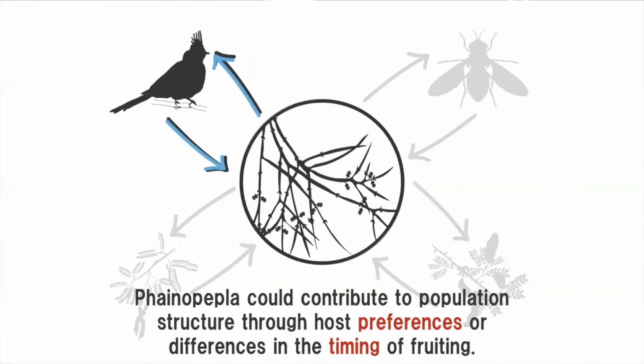So the Phainopepla could contribute to population structure through host preferences if the Phainopepla prefer to visit mistletoes on hosts of one species versus another. That could lead to reduced gene flow. Or if mistletoes on different hosts are fruiting at different times, then Phainopepla would be visiting different hosts at different times and therefore depositing seeds on different hosts at different times.